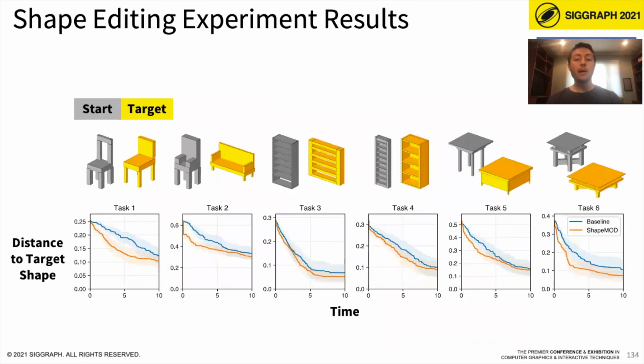Now we show how ShapeMOD macros facilitate shape editing. On the top row, we show the initial program output in gray and a target shape in yellow for each task in the user study. On the x-axis, we plot the time elapsed, and on the y-axis, we plot the similarity between the executed shape of the edited program and the target geometry, where lower numbers mean they are more similar. The orange lines indicate edit sequences to programs that use macros, while the blue lines indicate edit sequences to programs without macros. For each task, participants using ShapeMOD macros more quickly converged to the target shapes and achieved a closer end fit.